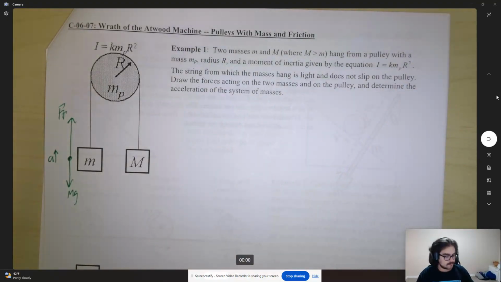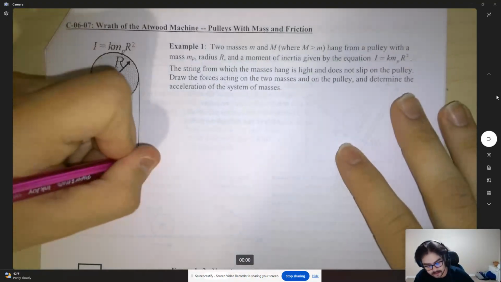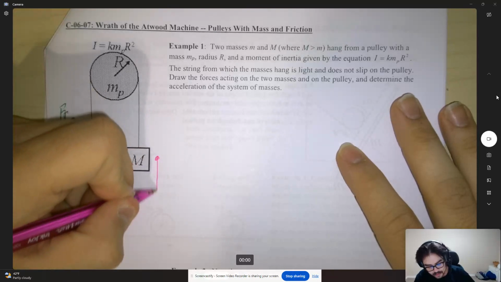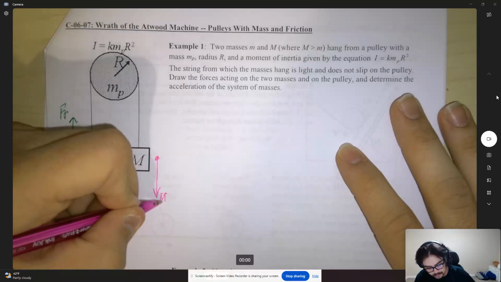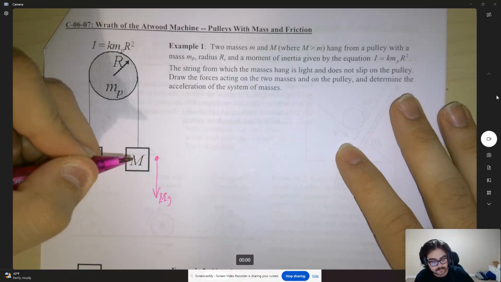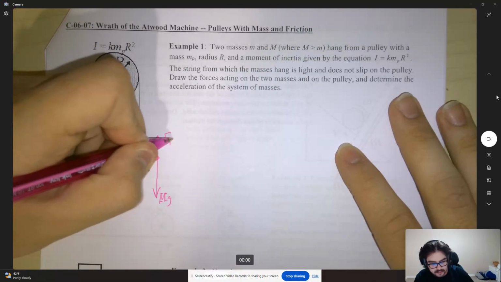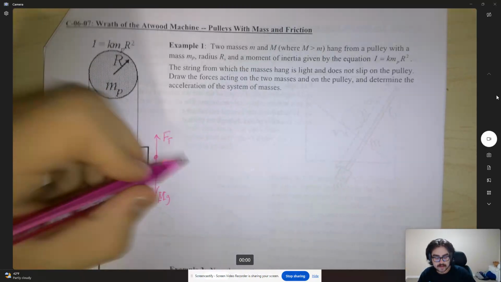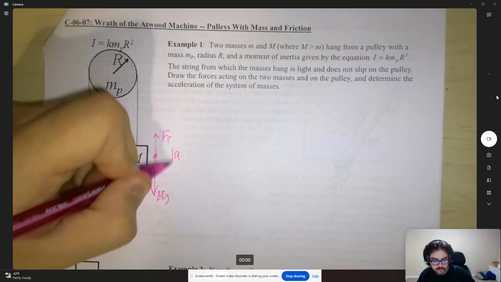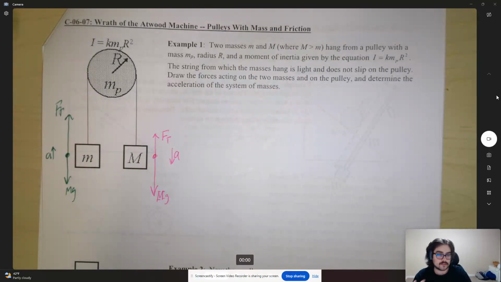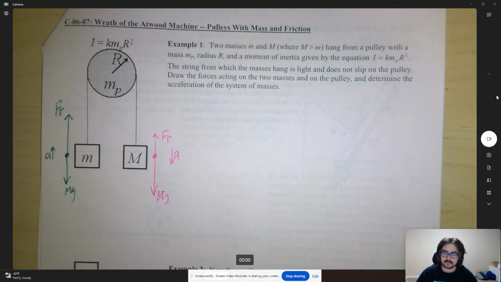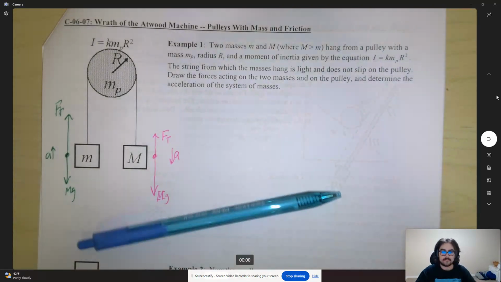For the big M, which I'll do here in pink, I should have a greater Mg, capital M g, and then going up should be a smaller amount of tension. My net acceleration for this one should go straight down. Let me get my light blue for this, just because I like to match the color in my key, so I'm kind of picky about it. There's my light blue.